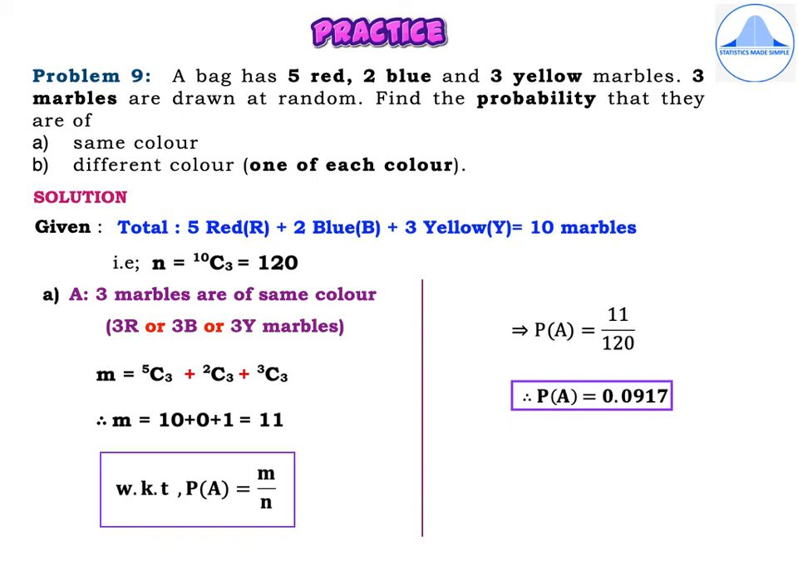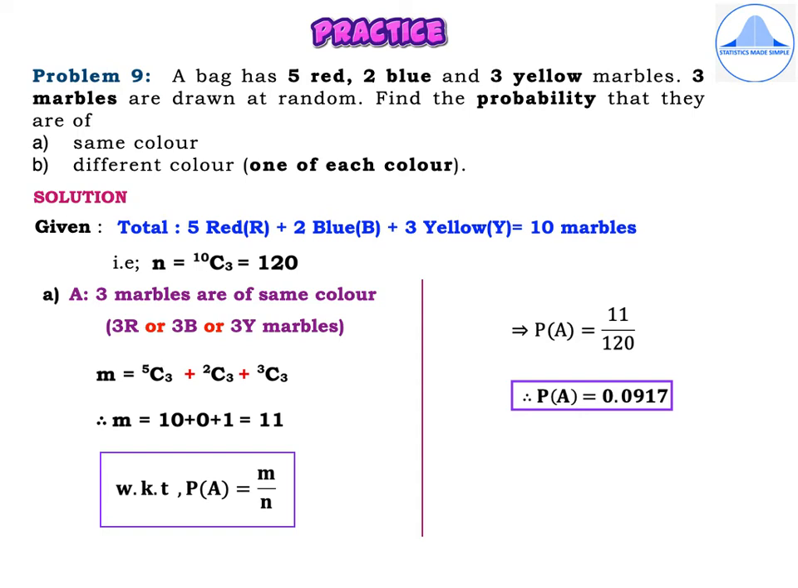The ninth problem is similar to the eighth one, and do practice it. A bag has 5 red, 2 blue and 3 yellow marbles. 3 marbles are drawn at random. Find the probability that they are of: first subdivision, same color; second subdivision, different color. So different color means one of each color.